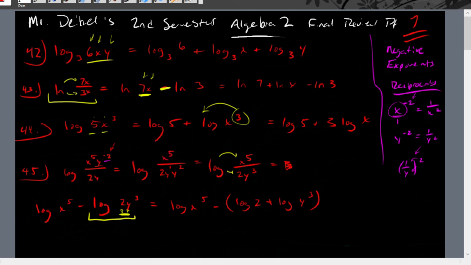Now, any powers can be moved in front of their logs. So these can be moved in front, and you'll have 5 log of x. And then here, you are distributing the negative sign through. So you've got minus log of 2 minus log of y to the third. And now you are done. You can't use the product rule anymore, you can't use the quotient rule anymore, and you can't use the power rule anymore. Wait, I lied. You can, right here, check it out. This 3 that I said needs to move in front, it didn't do that. There we go. Now we're done.